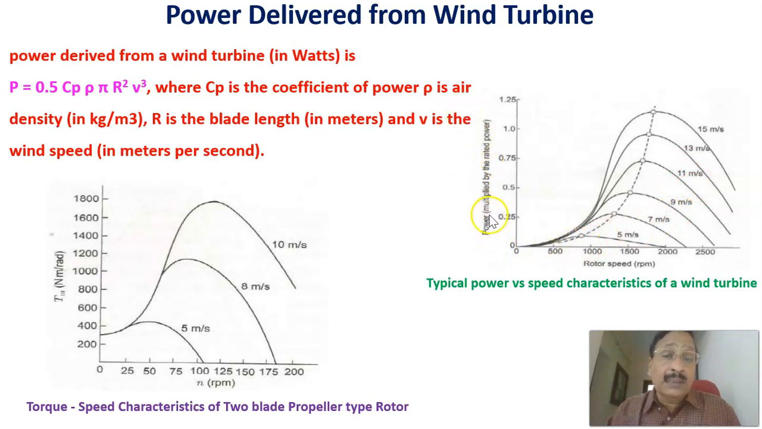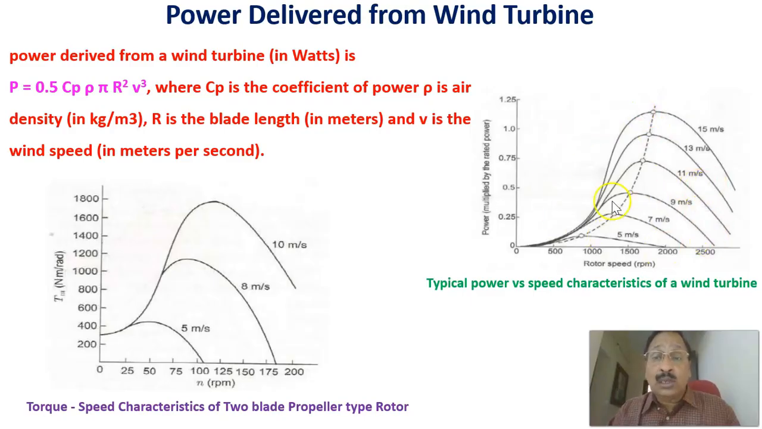The power that can be derived from the turbine for different wind speeds is plotted here versus the speed of the turbine. You can see that. The maximum power that can be extracted for different wind speeds is the locus plotted like this. For example, if the wind speed is 15 meter per second, the maximum power that can be extracted is at the corresponding turbine speed shown here.